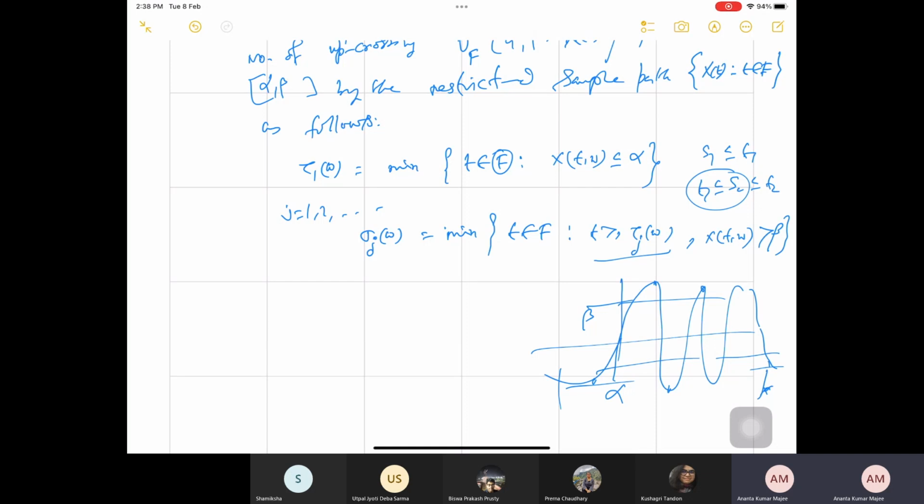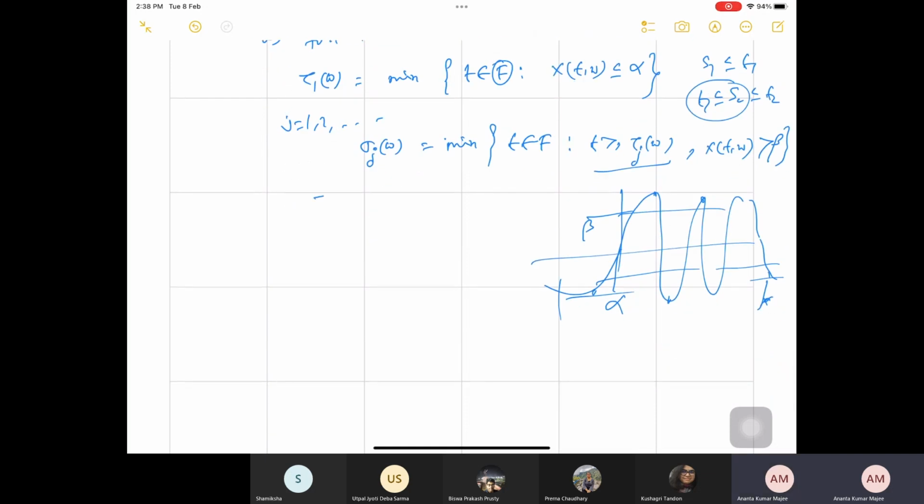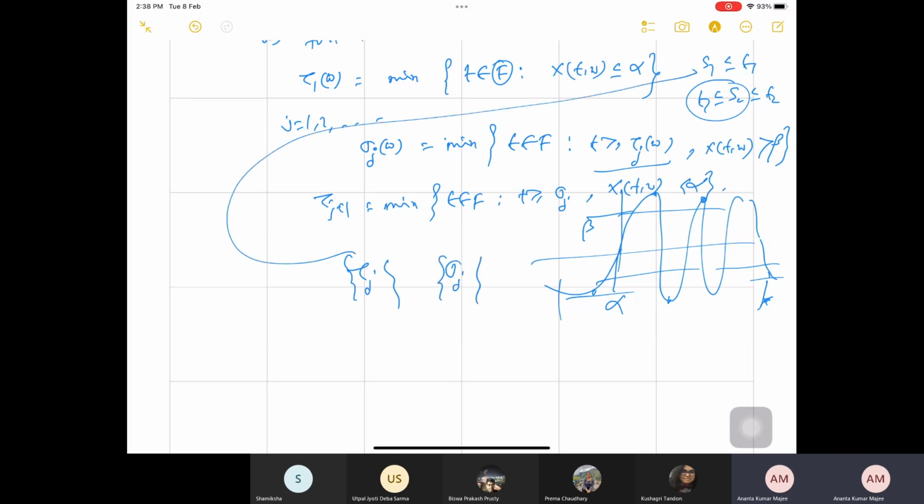But in this case, since I have a continuous setup, I consider any finite set F, and then we look at it over that finite set. Then tau of j plus 1 is the minimum of t in my F such that t should be greater or equal to my sigma j, and x of t of omega is less than alpha. So now you see this tau j and sigma j are similar to S_j and T_j, which is your sigma j in the discrete setup case.